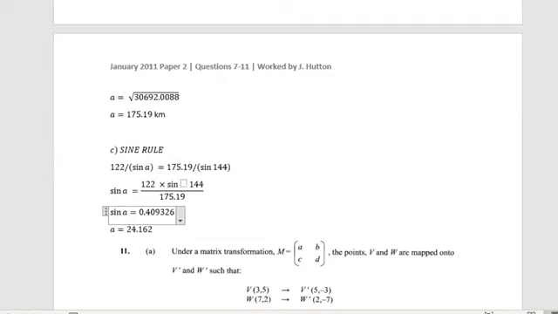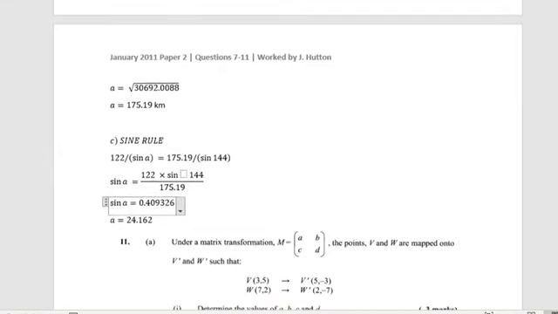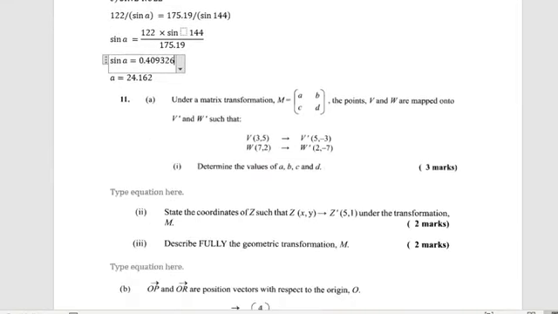And now question 11. It says under matrix transformation, M is equal to those points. The points V and W are mapped onto V prime and W prime such that V(3, 5) is mapped onto (5, negative 3), and (7, 2) is mapped onto (2, negative 7). So basically it says determine the values of A, B, C, and D.